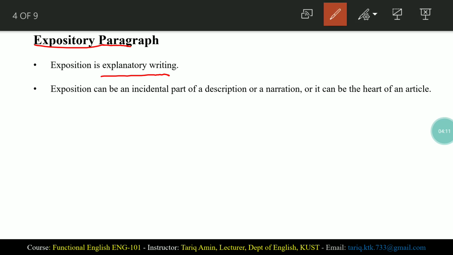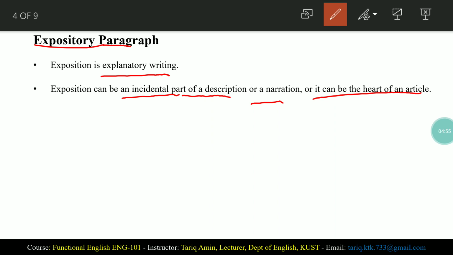Exposition can be an incidental part of a description or a narration, or it can be the heart of an article. So it is said that exposition can be an incidental part of a description. For example, you are describing a particular object, and in that very object you start explaining a particular point. For example, you are describing a pen, but in that very pen you start explaining a particular point. So that is why it is said that exposition can be an incidental part of a description or a narration.